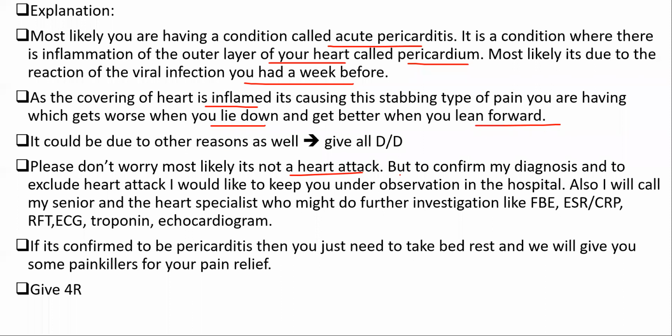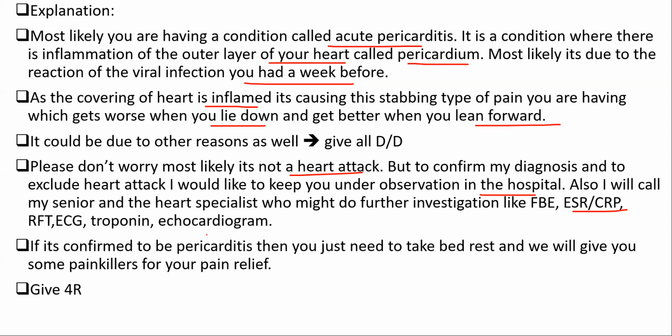But to confirm my diagnosis and to exclude heart attack, I still need to put you under observation in the emergency department for the next 3 to 4 hours. In between that, we will do some investigations, especially full blood count, inflammatory markers, which can get elevated in pericarditis. Kidney function test, because sometimes if there is any kidney issue, that can also cause this pericarditis. We will also repeat the ECG to see if there are any changes later on. And we do a cardiac enzyme called troponin, and that can exclude the possibility of heart attack.